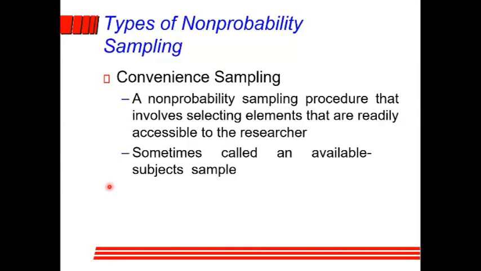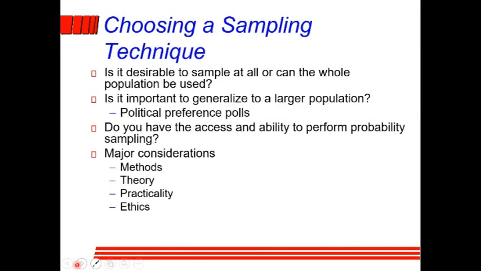And then for the convenience sampling naman, we have a non-probability sampling procedure that involves selecting elements that are readily accessible to the researcher, sometimes called the available subject sample. So, yun yung for the convenience sampling natin.